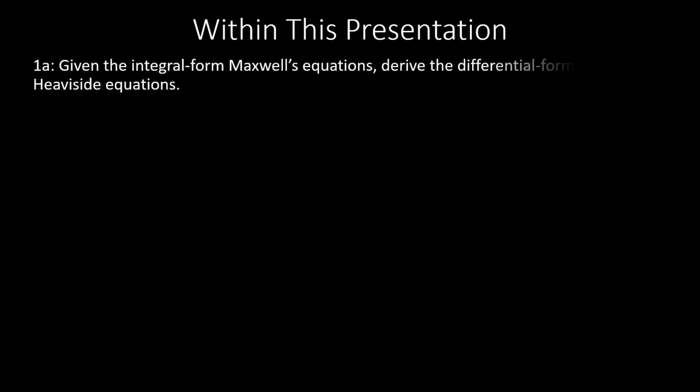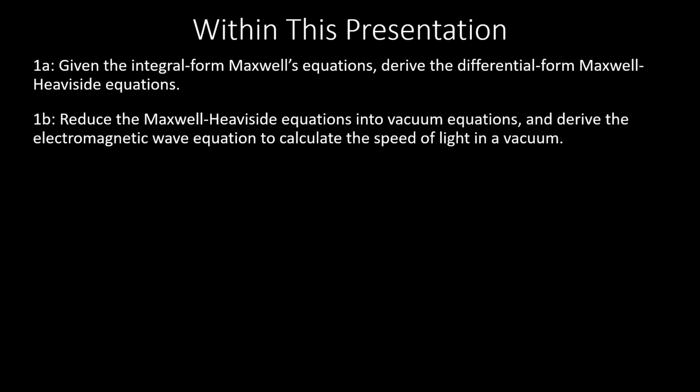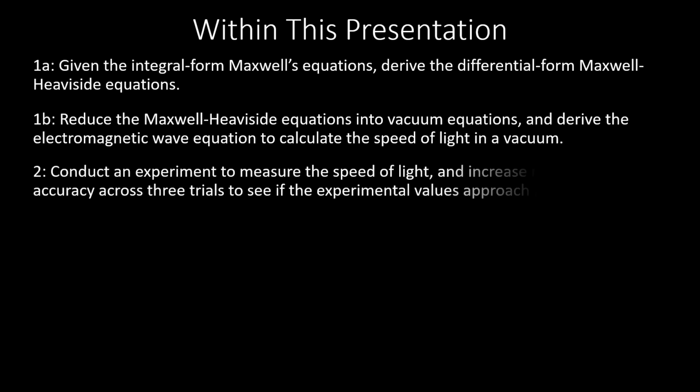Within this presentation, we're going to cover the following. Given the integral form Maxwell's equations, we're going to derive the differential form Maxwell-Heaviside equations. Then we'll reduce the Maxwell-Heaviside equations into vacuum equations and derive the electromagnetic wave equation to calculate the speed of light in a vacuum. Then we'll conduct an experiment to measure the speed of light and increase measurement accuracy across 3 separate trials to see if the experimental values approach the predicted value.